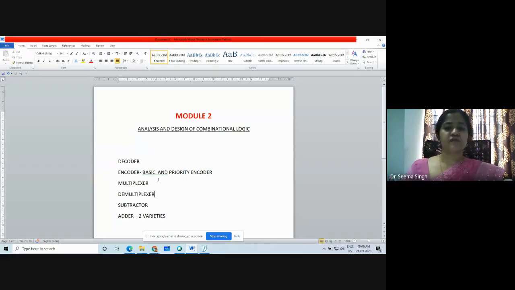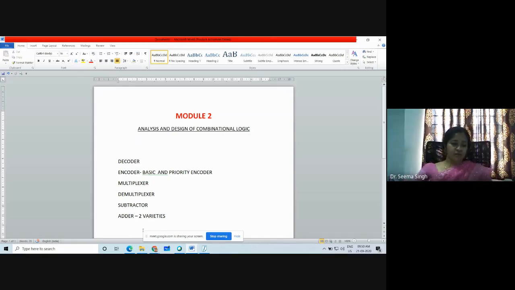There will be a case where you will be making an adder using a multiplexer. You will be implementing various functions using a decoder, encoder and so on. Also you will be using a binary to BCD encoder. All those applications you will see in this module. To start with, let us see the decoder.